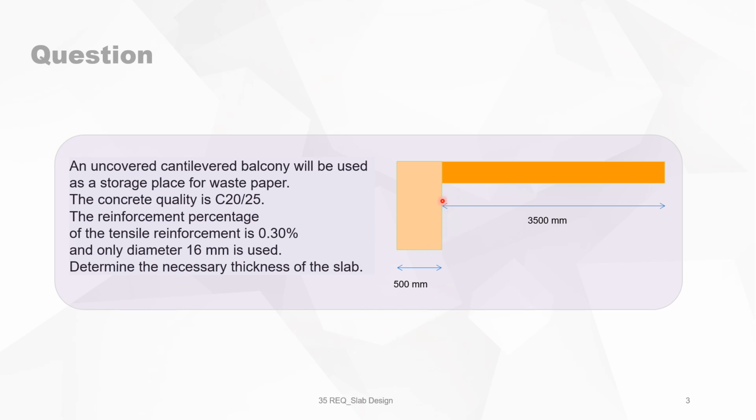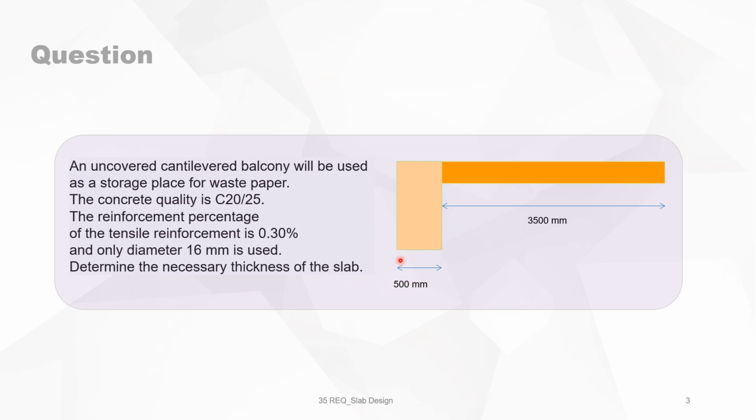An uncovered cantilevered balcony will be used as a storage place for waste paper. The concrete quality is C20/25. The reinforcement percentage of the tensile reinforcement is 0.3%, and only diameter 16 is used. Determine the necessary thickness of the slab.